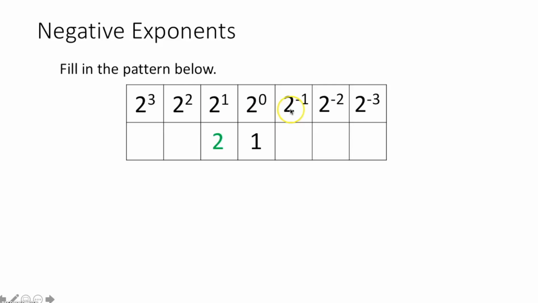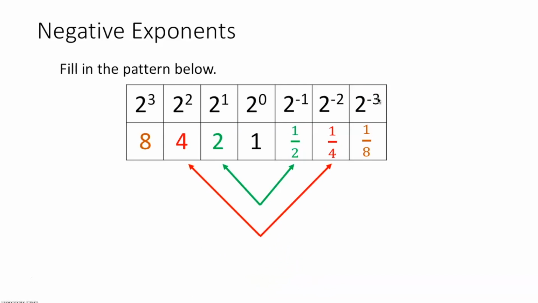What if we talk about 2 to the negative first power? 2 to the negative first power is actually equal to 1/2. 2 squared means 2 times itself 2 times. 2 times 2 equals 4. Well, what does 2 to the negative 2 equal? That actually equals 1/4. And then 2 to the third power is 2 times 2 times 2, which equals 8. But what does 2 to the negative third equal? 1/8.